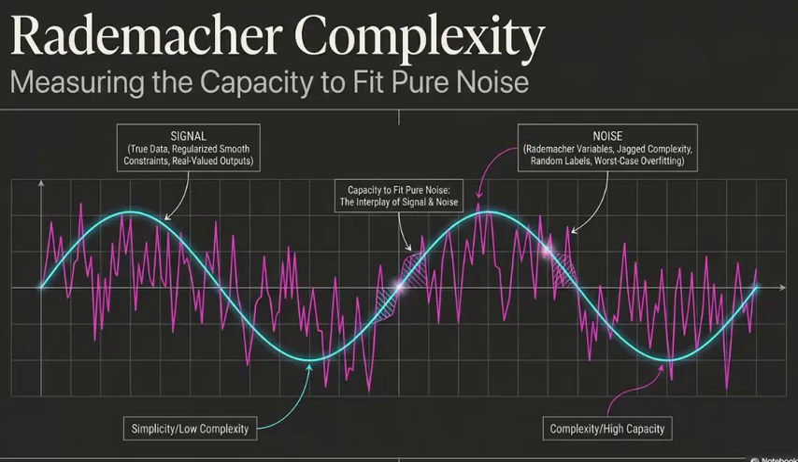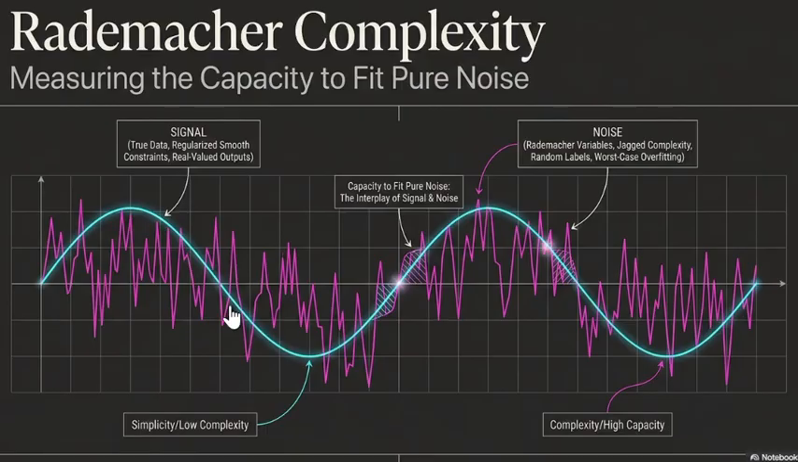Everyone, in this video we are going to talk about Rademacher complexity. So look at this picture. The smooth curve is the true signal. The jagged magenta lines are pure noise. The model that can follow the noise perfectly has high capacity. The model that stays close to the smooth curve has low capacity. And the Rademacher complexity measures exactly how well a function class can fit pure random noise. That is the capacity we must control if we want the model to generalize.